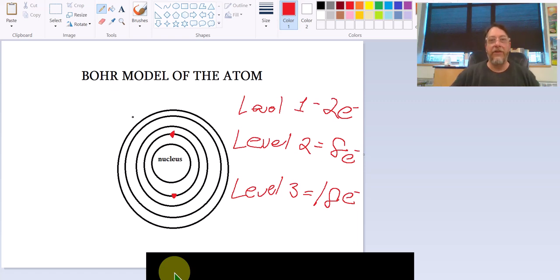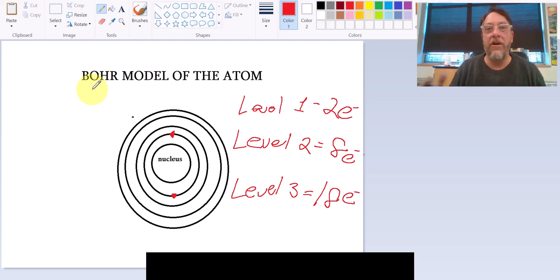Hi, everybody. I'm Mr. Auerbach, and I'm here to talk to you about the Bohr model of the atom, named after Niels Bohr, the physicist. Anyway, we'll draw on that in a little bit. But I am here to talk to you about this setup that you see here.